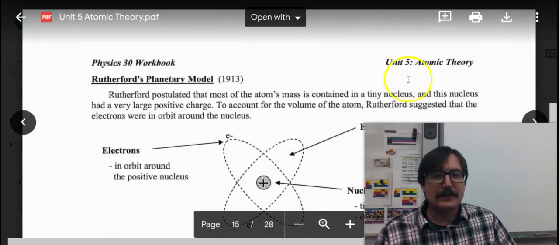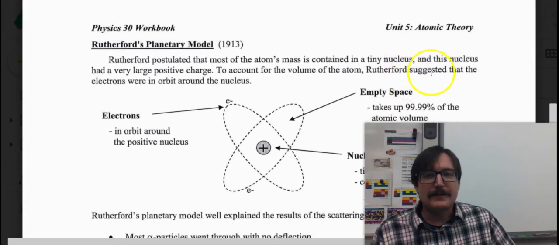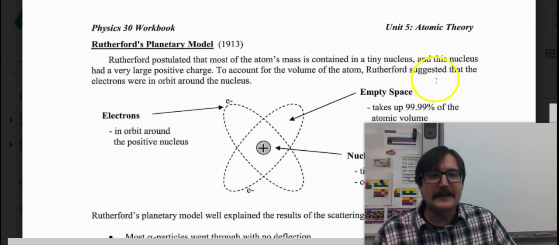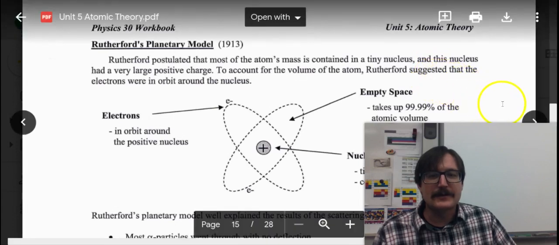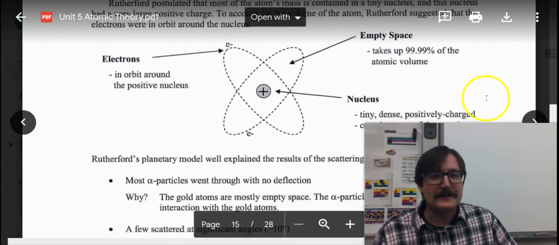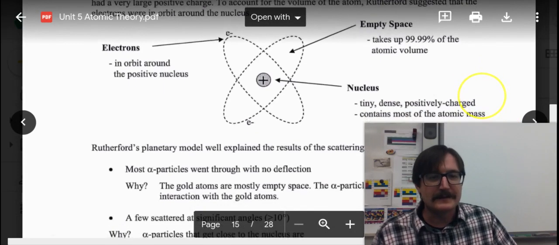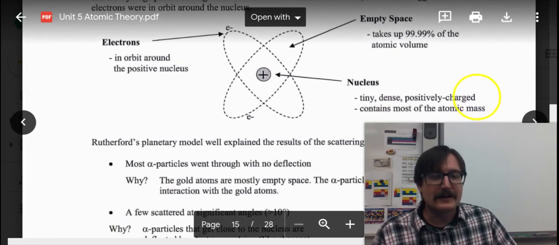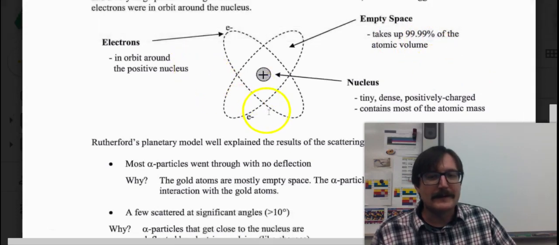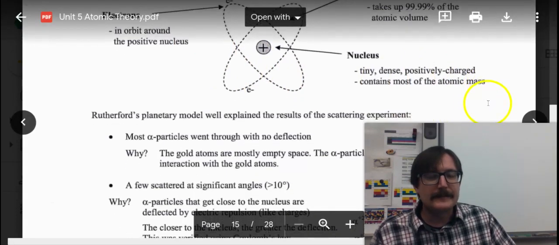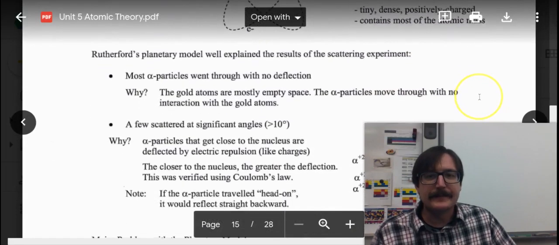All right, we're looking at Rutherford's planetary model. Rutherford postulated that most of the atom's mass is contained in a tiny nucleus, and this nucleus has a very large positive charge. To account for the volume of the atom, Rutherford suggested that electrons were in orbit around the nucleus. And so now we have a central nucleus. In fact, Rutherford coined the term nucleus, a small, densely, positively charged location in an atom. So you have empty space, takes up most of the atom, 99.99%, and then, of course, the electrons moving in orbit around it. Okay, nucleus, of course, contains most of the mass of the atom.